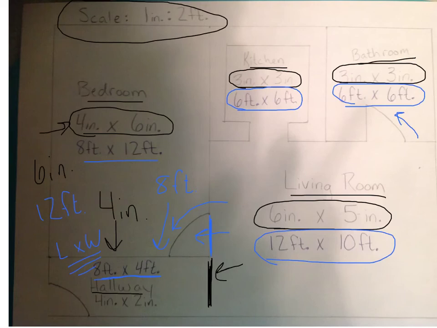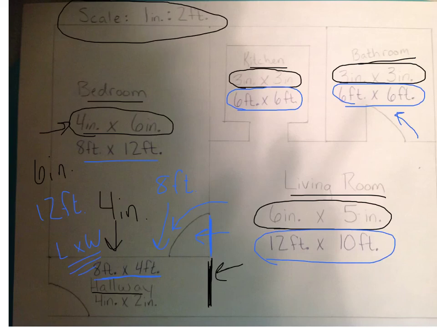This is what I'm looking for when I'm looking for your scale drawing. Again, it's nice, straight lines, it's nice and neat, and you have everything labeled, and you have the scale measurements and the actual measurements. This is the basic format that I am looking for. It has your bedroom, your kitchen, your bathroom, your living room, and one hallway.